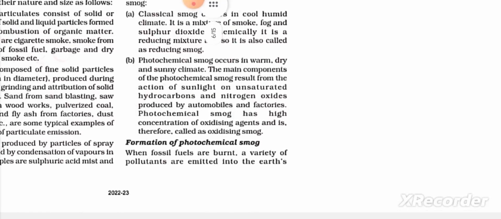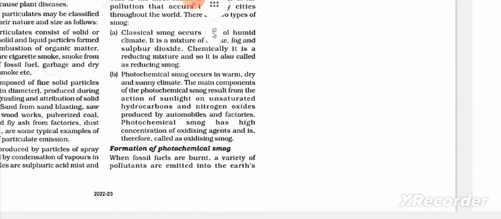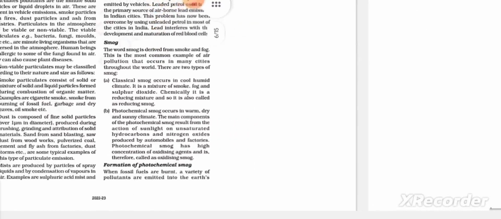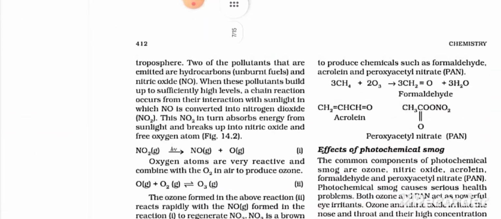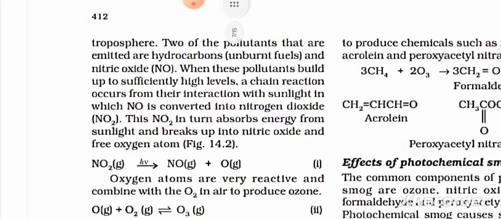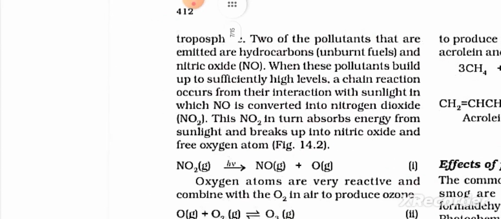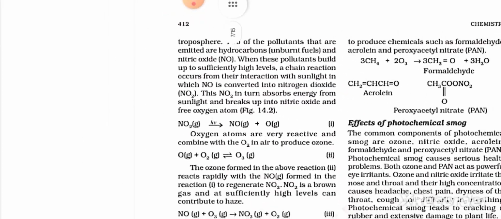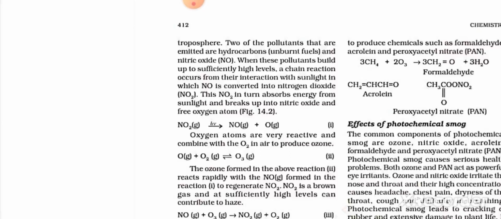Formation of photochemical smog. When fossil fuels are burned, a variety of pollutants are emitted into the Earth's troposphere. The two pollutants emitted are hydrocarbons, from unburned fuels, and nitric oxide (NO). When these pollutants build up to a sufficiently high level, a chain reaction occurs through interaction with sunlight, in which NO is converted to nitrogen dioxide, NO2.